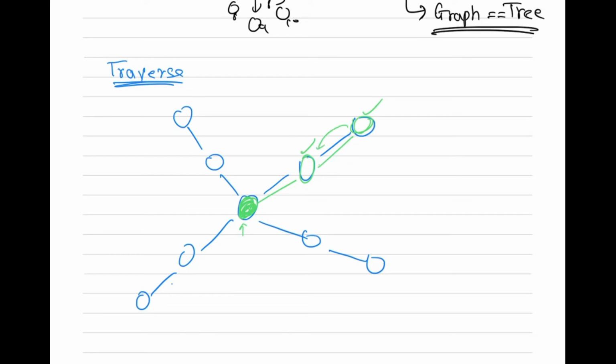Now from here I cannot reach out to any new node, I come back, and now I will reach out to another new node over here, and then I will do the same for this node. I'll reach out to here. Now from here I cannot reach out to any new node, I'll come back. Then again I cannot reach any new node, I'll come back, and then I'll try to reach out to a new node, a new vertex.